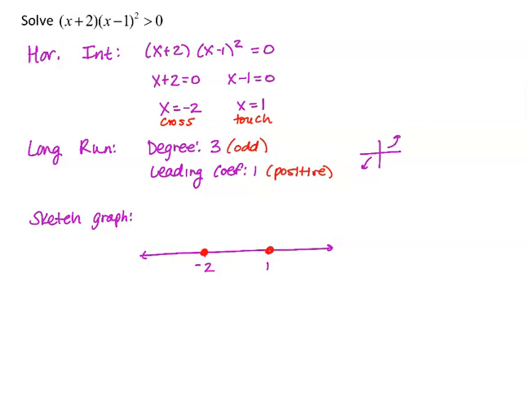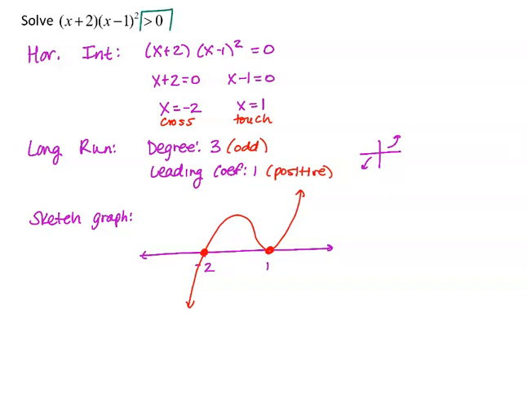So if I mark in those horizontal intercepts at negative 2, 0, and 1, 0, we know that the left tail has to be going down from our long-run behavior. If it's going to touch at 1, it must come up and then just touch, and then we need our right tail to end going up. You can confirm this shape by taking a look either in Desmos or with your graphing calculator. We just need a rough sketch of the graph to help us think about where it is above and where it is below.